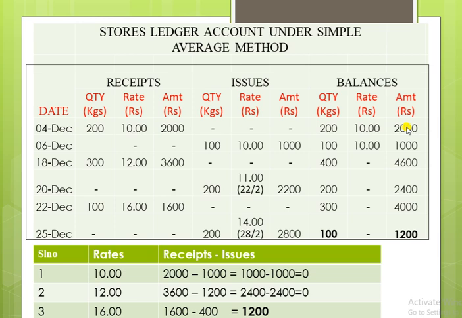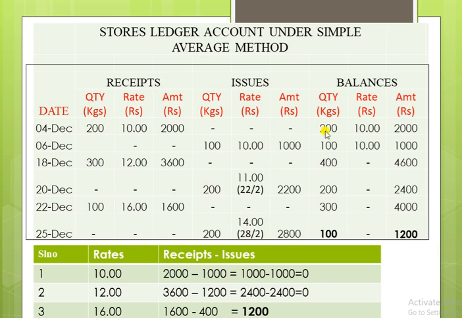The next transaction is on 6th December. No purchase, so issues have been made. Issues of 100 units, that is 100 kgs, at 10 rupees per unit. So it will be 1000, because we have already purchased 200 kgs at 10 rupees for 2000. Out of the 200, we have issued 100 kgs at rupees 10, that is 1000.